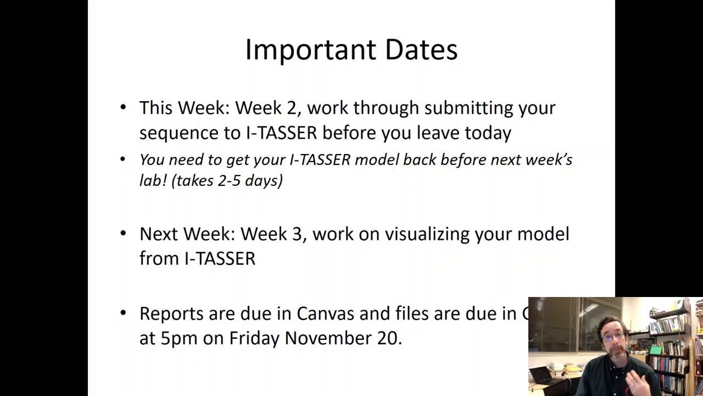Reports are due in 3 weeks. Friday, November 20th, a little less than 3 weeks. And that's when data is going to be due to Genie. The data entry sheet will be submitted on Genie. I'll be able to see it, and I want to see your interpretation.